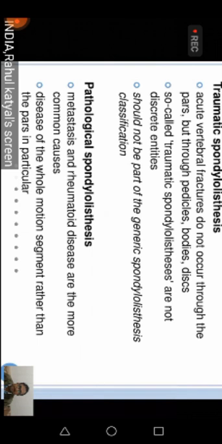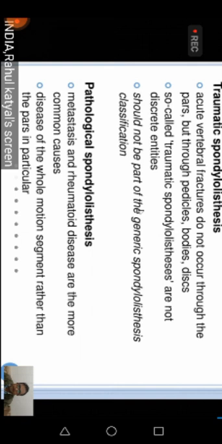Whenever there is any trauma, any kind of trauma that occurs in the areas of the body, pedicles or the disc, so that we call it a traumatic spondylolisthesis. So any trauma, any fracture that occurs around the vertebrae or the spine.